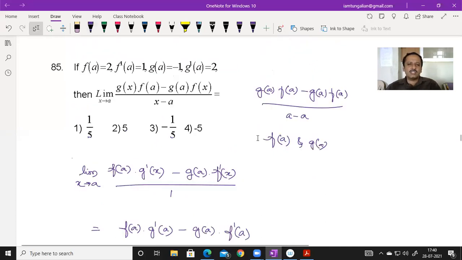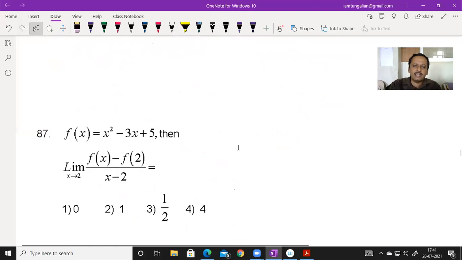Okay, so look here. We are asked to find out, if f of a is 2, f dash of a is 1, g of a is minus 1, g dash of a is 2, limit x tends to a, g of x into f of a minus g of a into f of x divided by x minus a. When you directly apply the limit, you are going to get g of a into f of a minus g of a into f of a, that is 0. Denominator a minus a, that is also 0. So I'll use L Hospital's rule here. While using L Hospital's rule, you must note that f of a and g of a are constants. So differentiate: f of a into derivative of g of x, which is g dash of x, minus g of a into derivative of f of x, which is f dash of x, divided by the derivative of x minus a, which is 1. When you apply the limit, you are going to get f of a into g dash of a minus g of a into f dash of a. Those values are given, just substitute and simplify, you will get the answer.